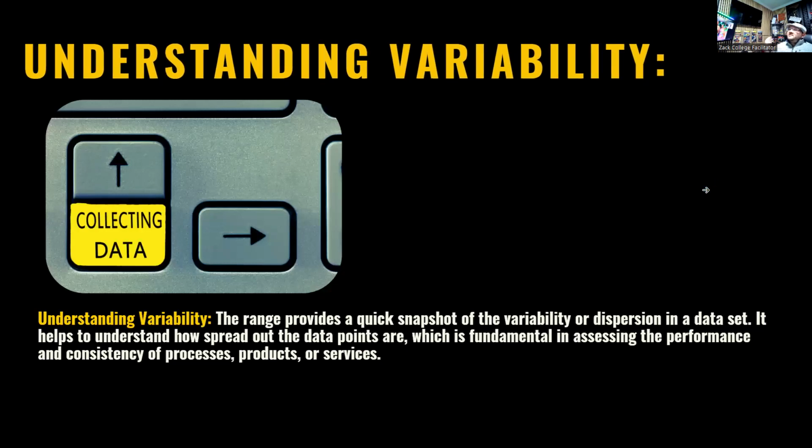Now, when we understand variability, the range provides essentially a snapshot of the dispersion in the data set. It helps us understand how spread out the data points are, which is fundamental in assessing the performance and consistency of your process, product, or service.